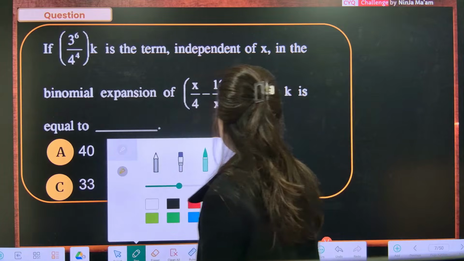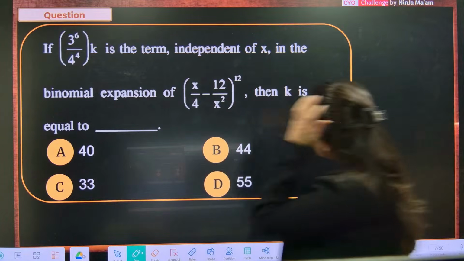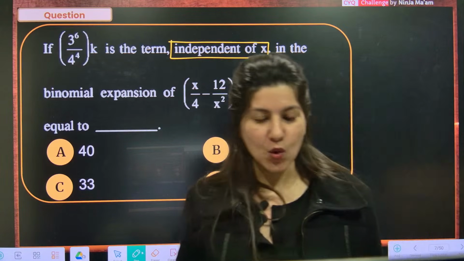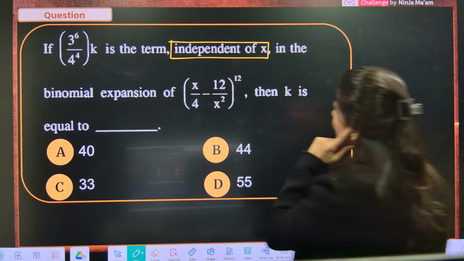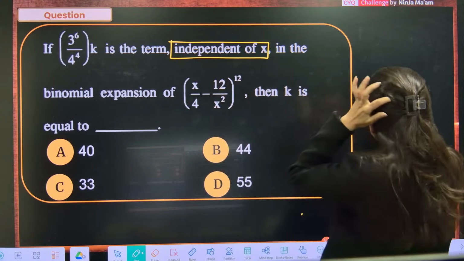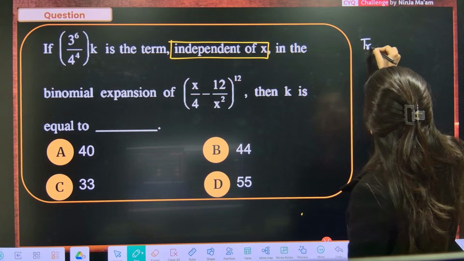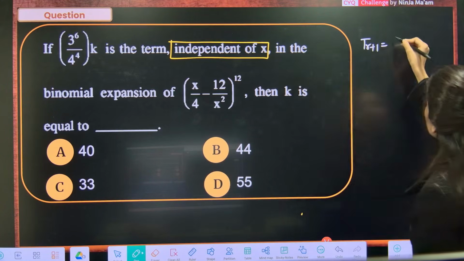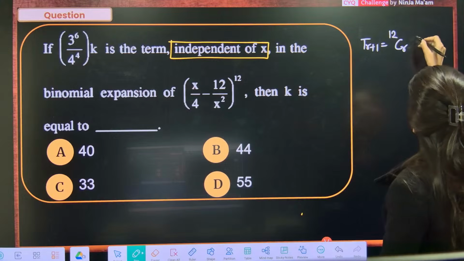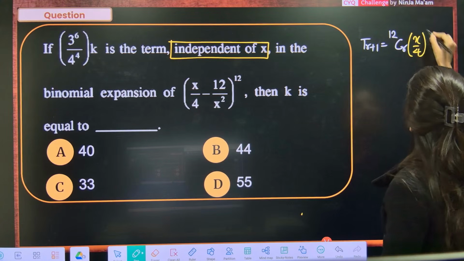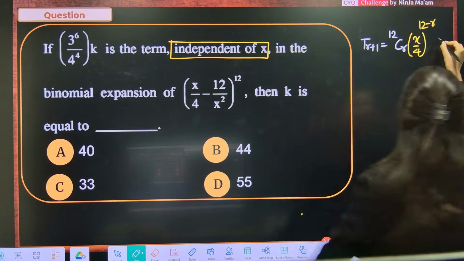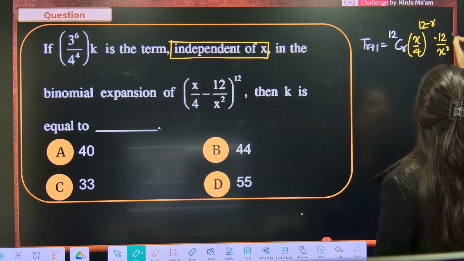This question is talking about the term independent of x. So now this is the binomial expression, correct? So n over here is 12. So I am going to write the general term T r plus 1. T r plus 1 is 12Cr, then the first term x by 4, x by 4 power 12 minus r, just applying the formula, and minus 12 by x square power r.